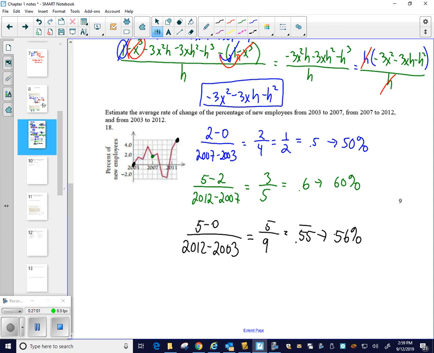So that's all it is, average rate of change, the slope between 2 points, really all that is we're looking at.